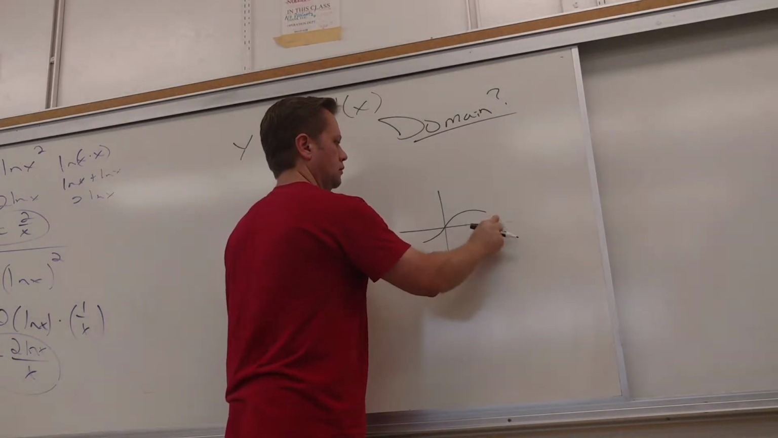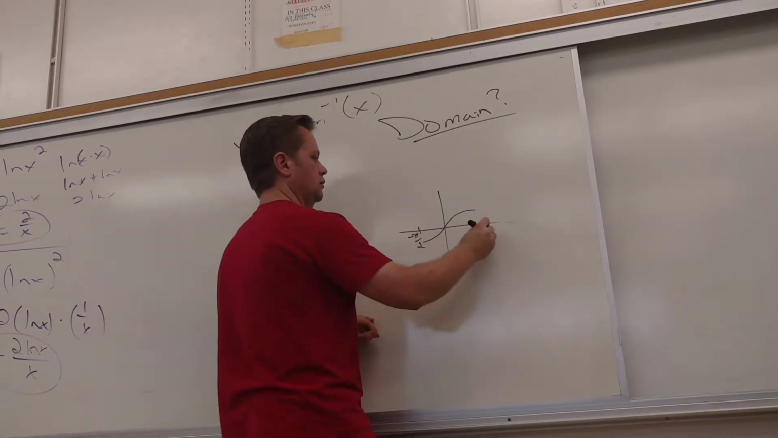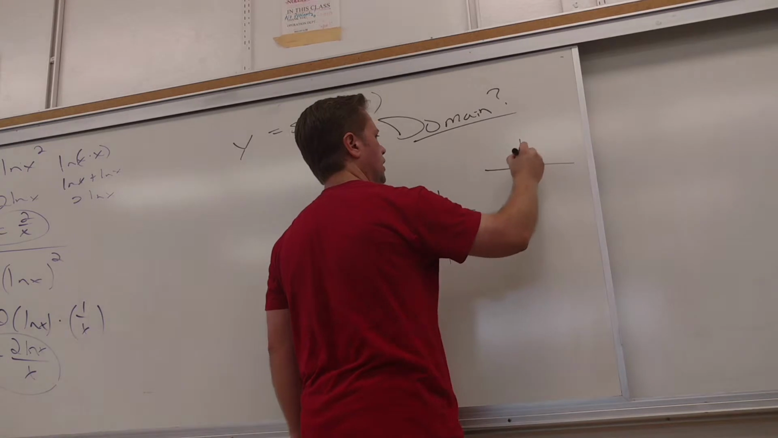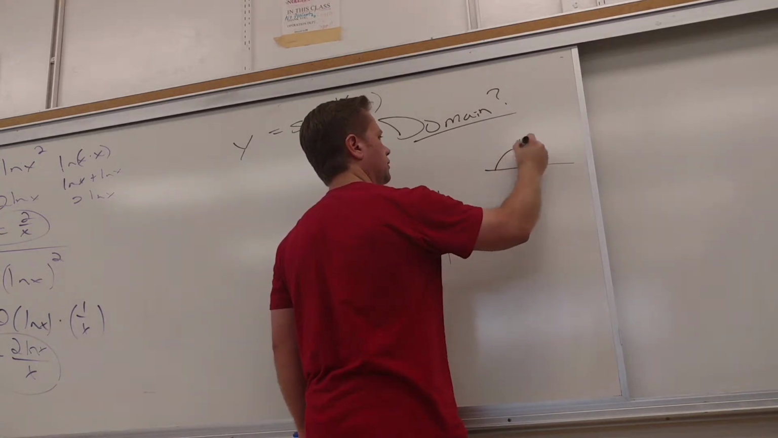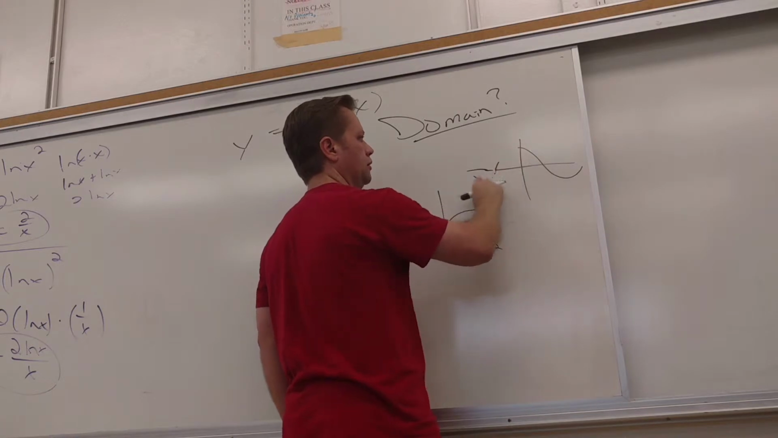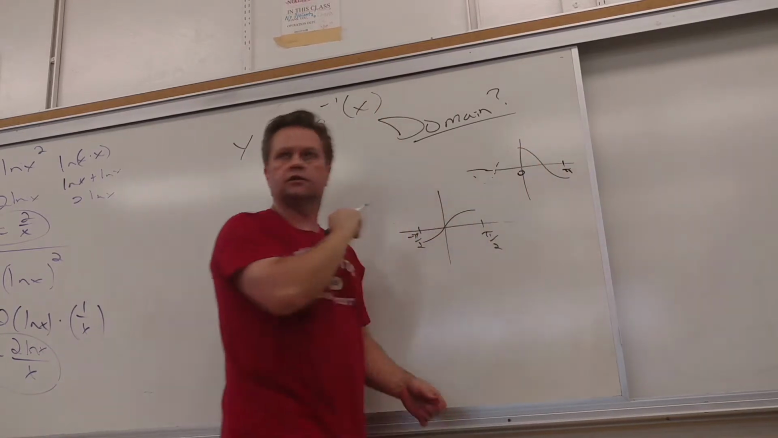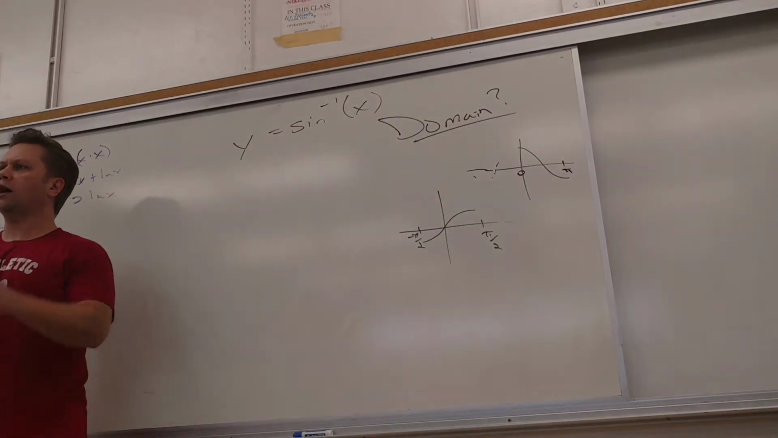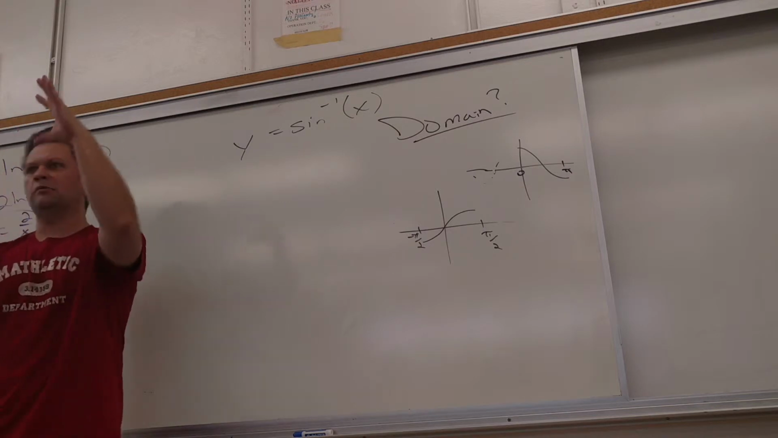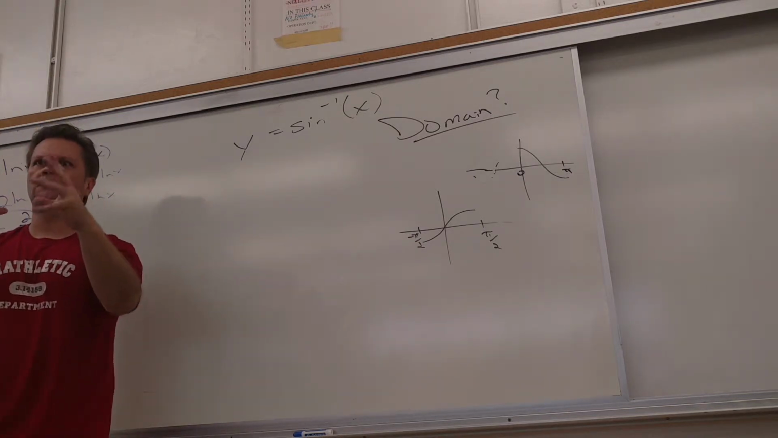Negative pi over 2. Good. So it goes from negative pi over 2 to pi over 2. Cosine, for similar reasons, would look like this. Cosine, I can just restrict from 0 to pi. Do you guys see that? Does that sound familiar? And this is why when you did the inverse trig, your answer was a reference angle, and you had to remember to get it in the right quadrant. Does that sort of come back to you? Those dark days?